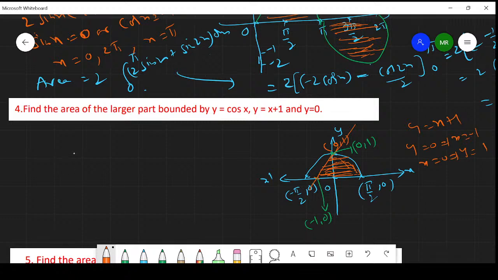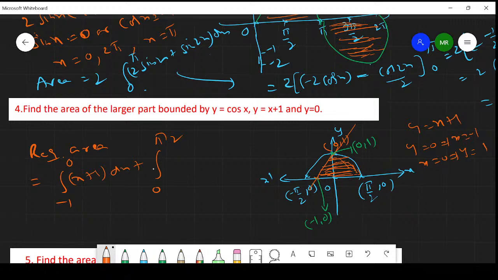Now the required area is equal to, you can see between minus 1 to 0, one line is there. Along with that, they told y equal to 0, meaning the x-axis. The upper curve is only the line. So I can write x plus 1 dx, plus from 0 to pi by 2, the curve is the upper curve and the lower curve is the x-axis, that is y equal to 0.